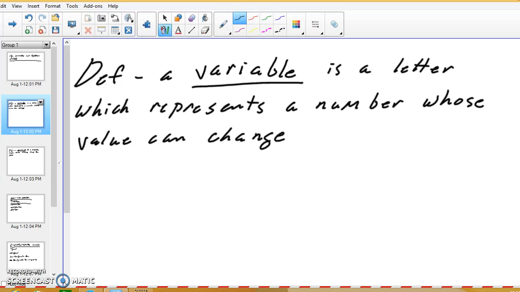So the first thing is, what is a variable? Well, a variable is a letter which represents a number whose value can change. So if we have something like 3x, x is known as the variable because we could plug anything in for x. X's value could equal 0, it could equal 1, it could equal any other number we could think of, okay? So again, a variable is just a symbol or a letter which represents a number which can change.